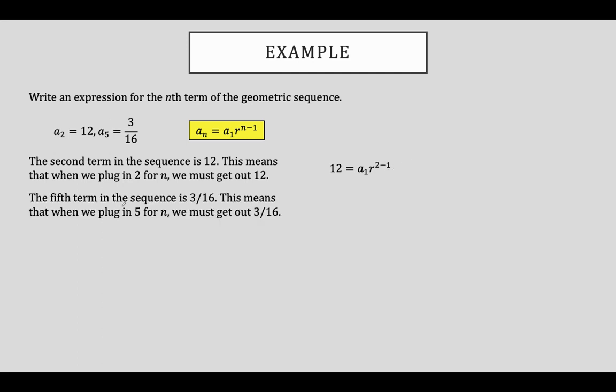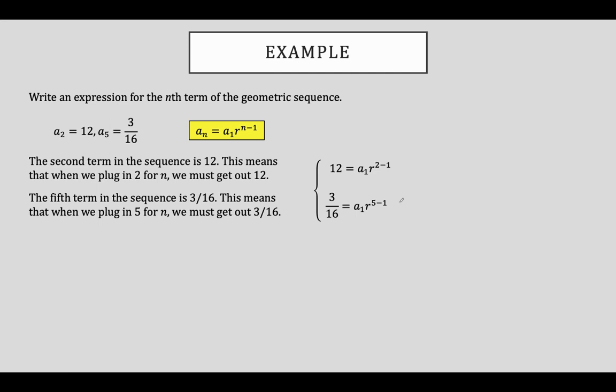Similarly, the fifth term of the sequence is 3/16. This means that when we plug in 5 for n, we must get out 3/16. So I plug in 5 for n, and I set it equal to 3/16. 3/16 is equal to a1 times r raised to the 5 minus 1. And what did we just generate here? Well, a system of equations.